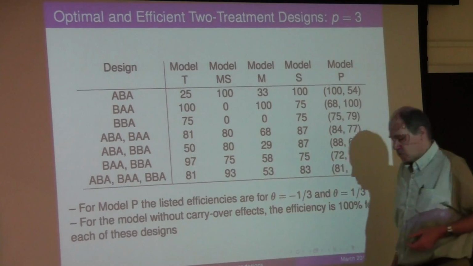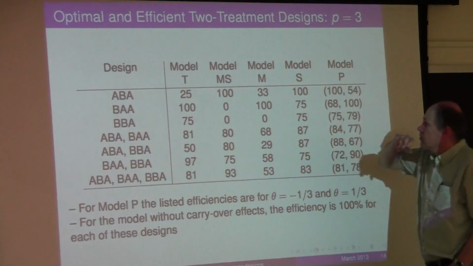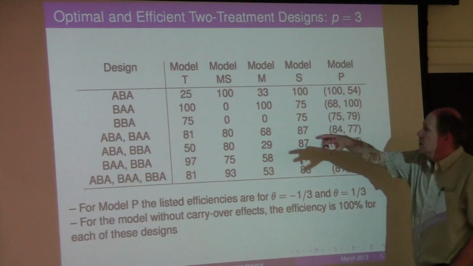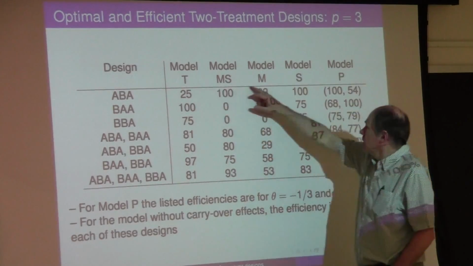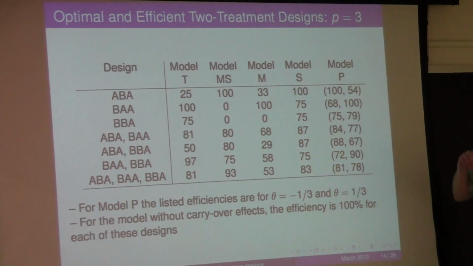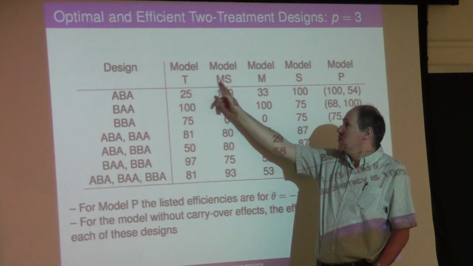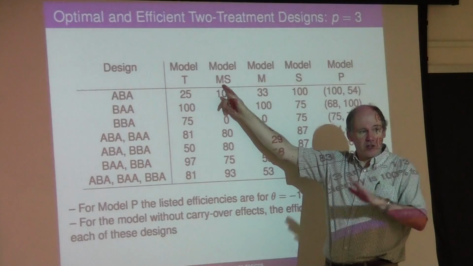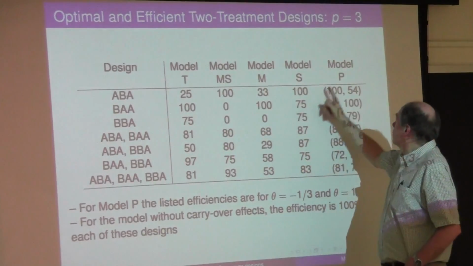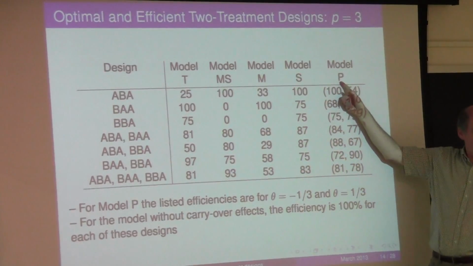So to explain the table, first of all, there are a bunch of models, and there are more models than I showed you earlier. So T is for the traditional model. This is for the model with the mixed and the self-carryover effects. This is for the model with the proportional carryover effects, carryover effect proportional to the direct treatment effect.